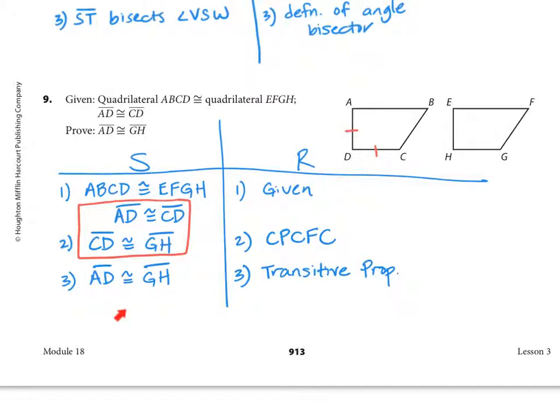Some proofs will require more than 3 statements, right? And some could be even shorter. So it all depends on the problem.